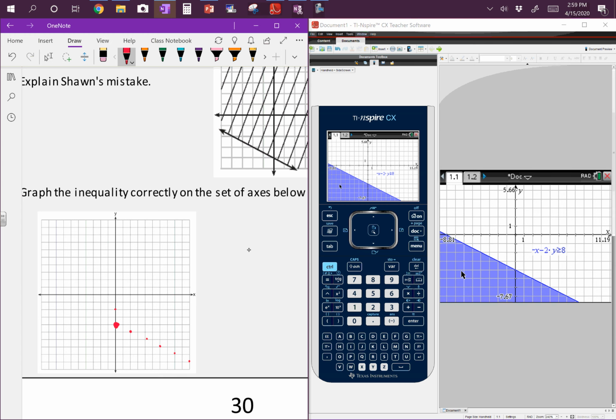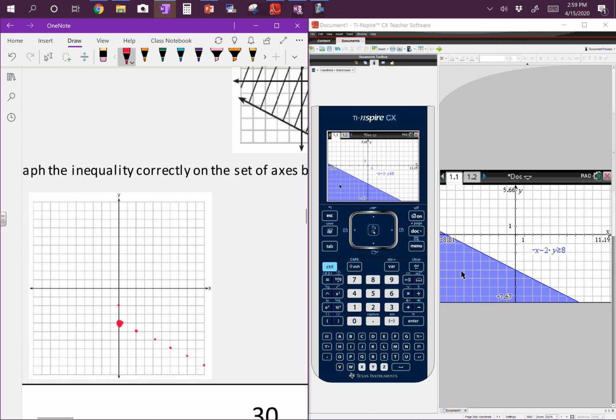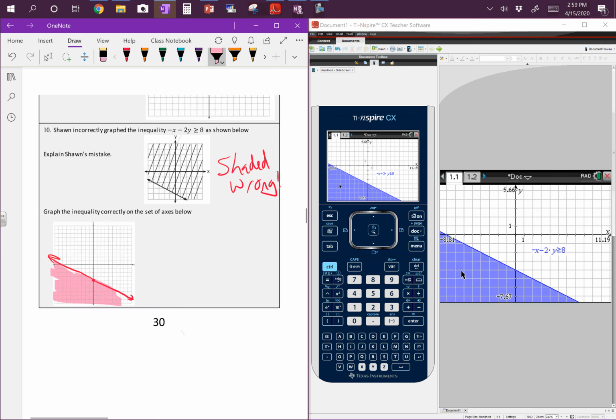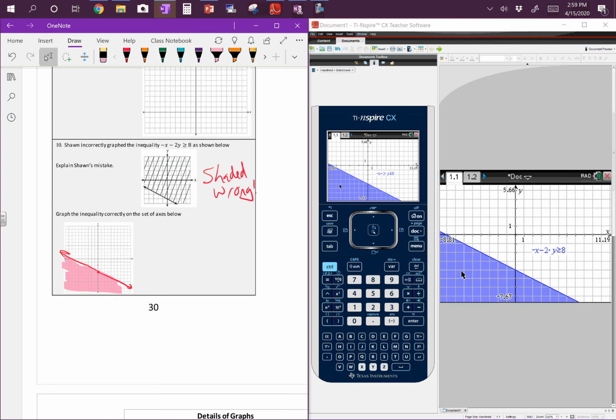We've got a nice solid line. Solid line, like this. And shade. That's what number 10 should look like. Super exciting. And that is how we do inequalities.